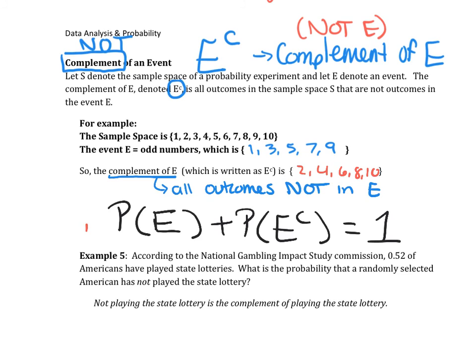Okay, so this is a helpful thing to know, that if you know the probability of an event and you want to find the probability of its complement, you just have to subtract it from 1.